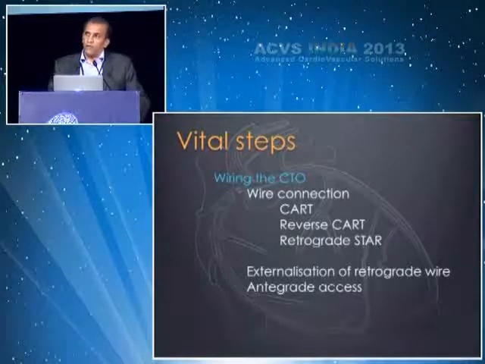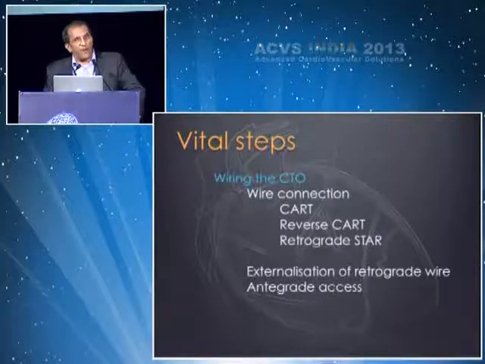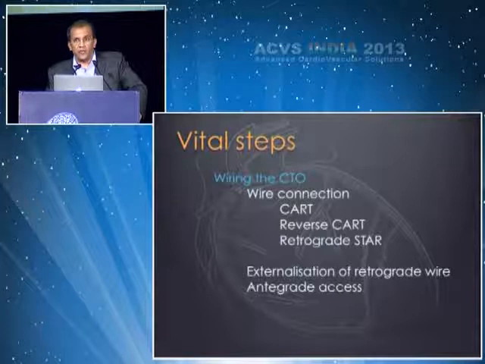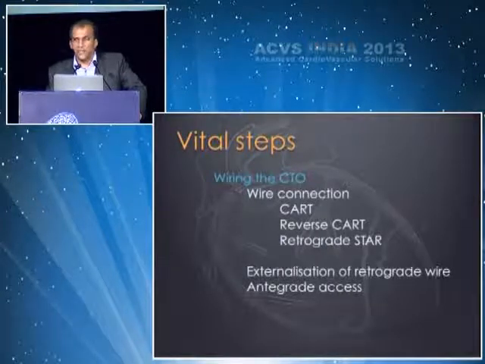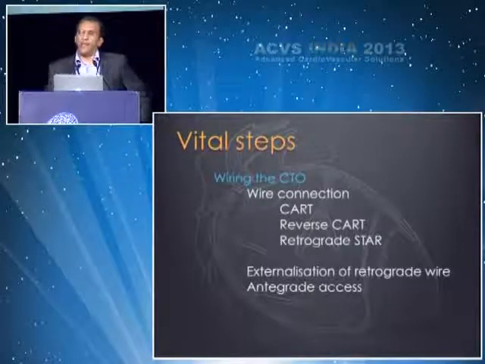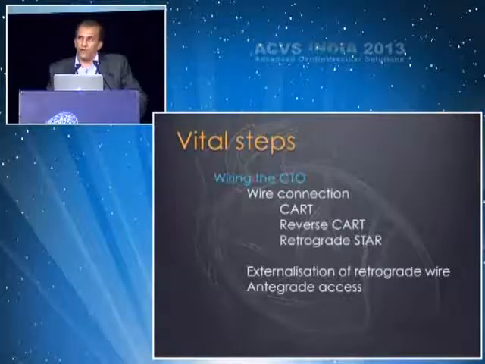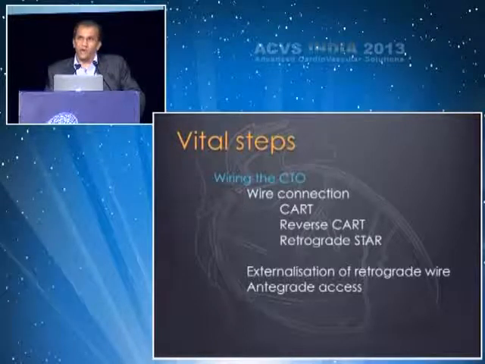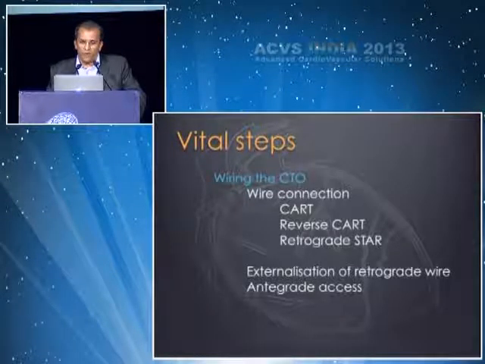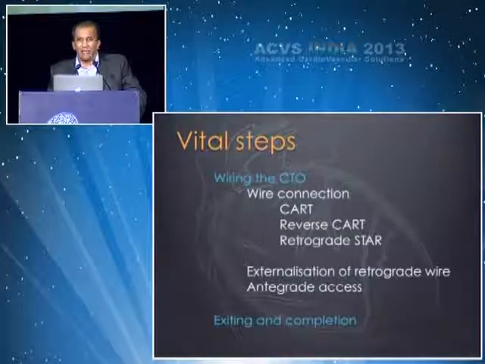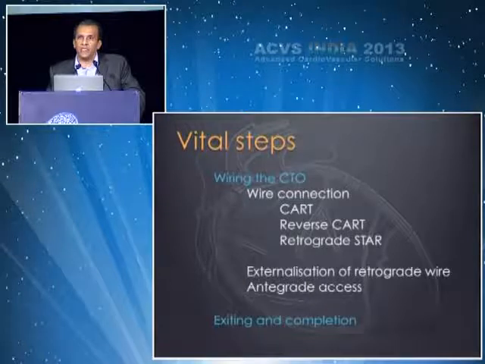Once we cross the channel, we wire the CTO antegradely or retrogradely, or both in most cases with the hybrid approach, and then we connect these wires using either the CART, a reverse CART, or a retrograde STAR. It's important to then externalize the retrograde wire and have an antegrade access either over the same retrograde wire or an additional antegrade access with an additional wire, and then complete the case. It's very important to exit and complete without complicating yourselves at any stage.